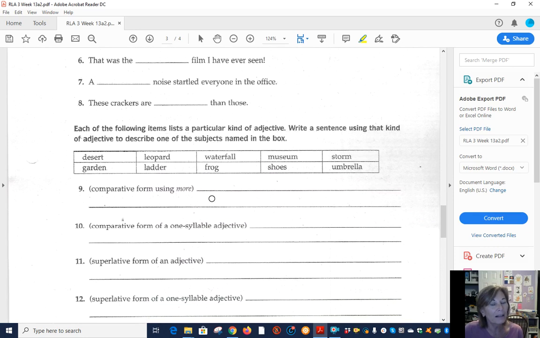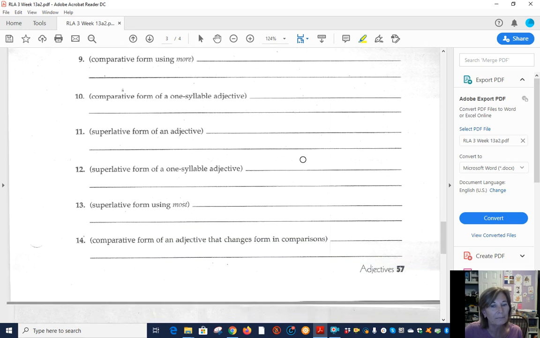And then on this bottom part, I want you to write sentences. Here are some ideas of some subjects you can use, and then it is telling you to use the comparative form of more. So for example, my shoes cost more than the umbrella. Okay, so you can use other words. You don't have to use just these words, but these will give you some good ideas of sentences to write.